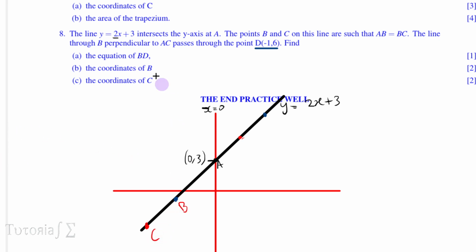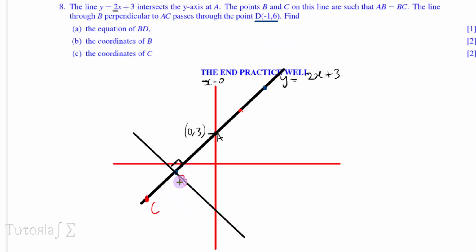Then a line that passes through B is a perpendicular bisector, meaning that it is at 90 degrees. So you're being asked to use the same formula that we talked about, M1 times M2 is equal to -1. Remember, whenever you have a perpendicular bisector, the lines will be perpendicular. And this line goes through a point -1,6.